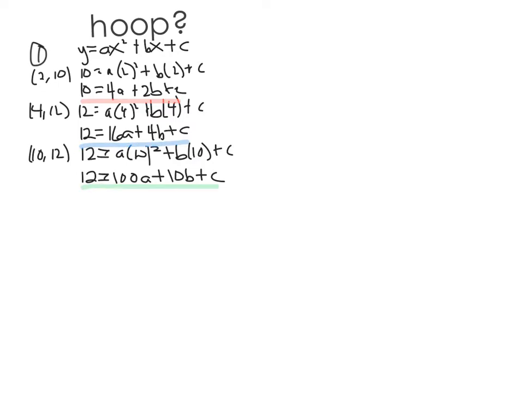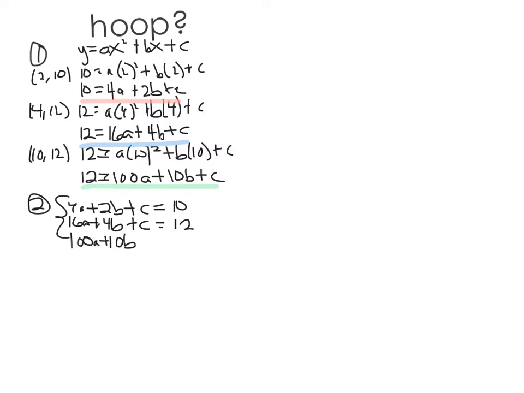So now we can write our system of equations. That is our next step. Equation 1 is 4a plus 2b plus c equals 10. Equation 2 is 16a plus 4b plus c equals 12. And equation 3 is 100a plus 10b plus c equals 12.